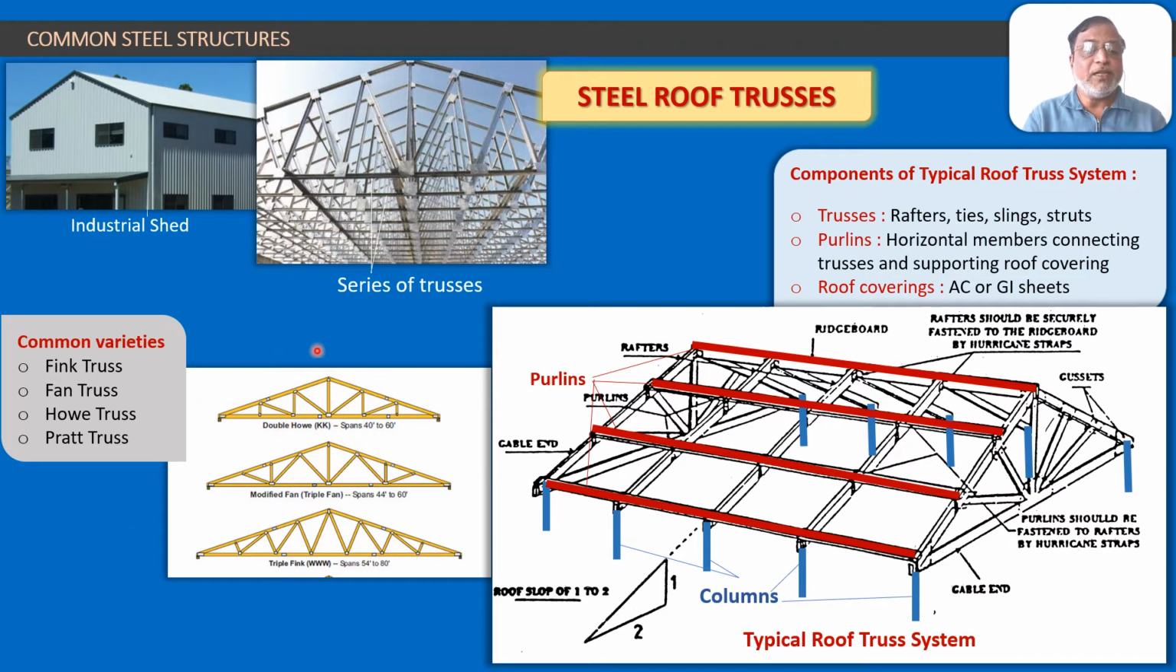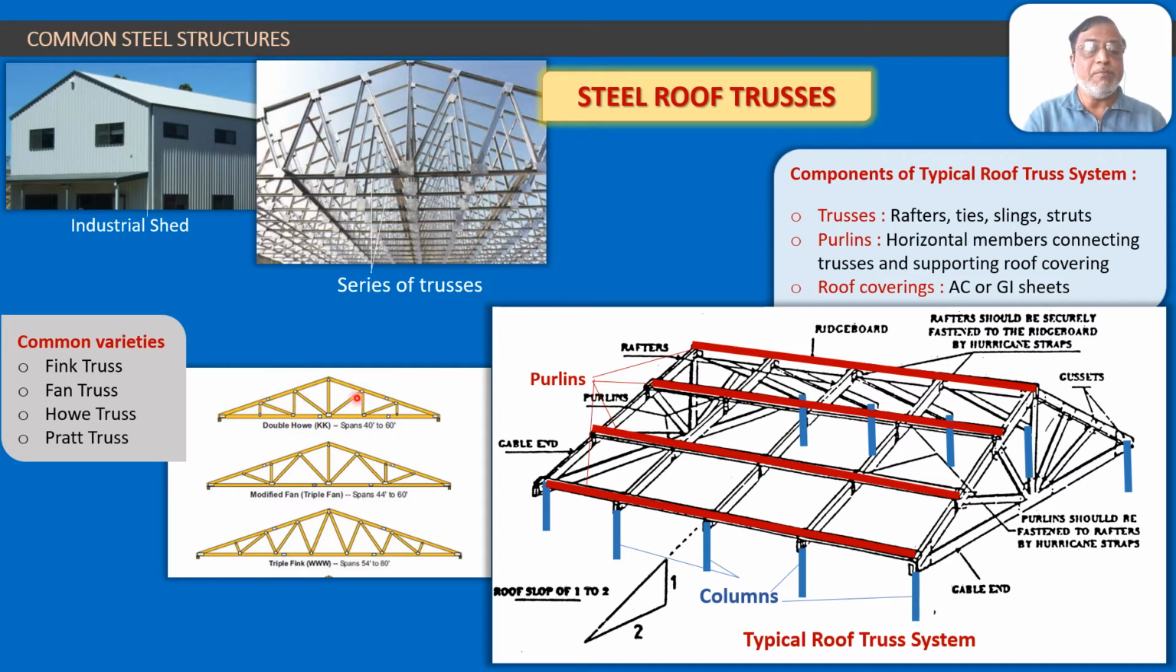Now if you look at the geometry of any single truss, it is made up of triangles. Whether it is this type or that type depends on the internal variation of geometry of the members. But outwardly, these 2 outer slanting portions are called rafters, whereas the bottom straight line portion is called the tie.